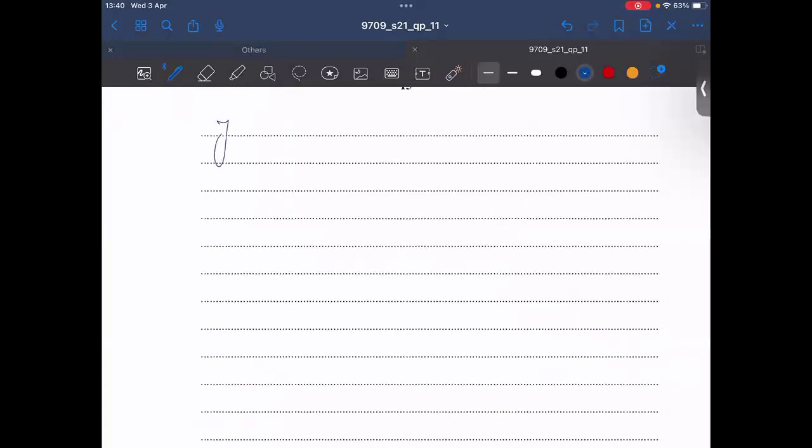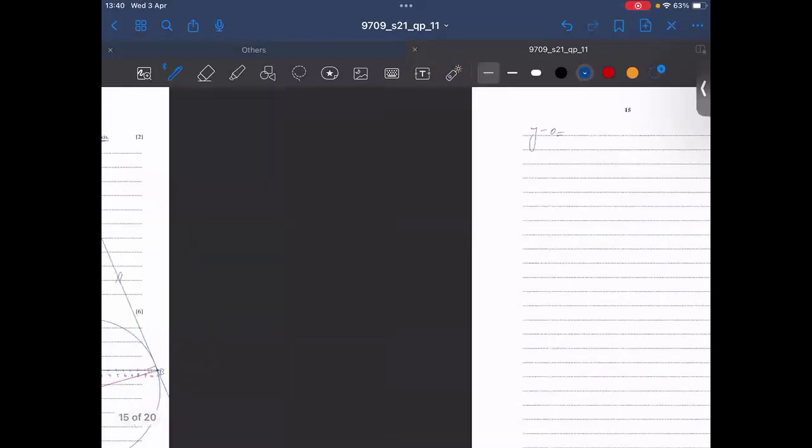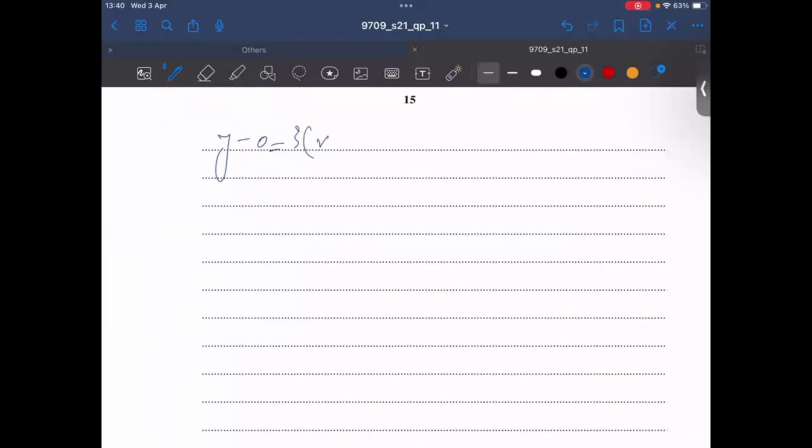So y minus 0 equals, gradient is minus 3, I reckon. Yeah, 3x minus 7. So y equals 3x plus 21. The other equation, y minus 0 equals minus 3x minus 11. So we're getting y equals minus 3x plus 33.